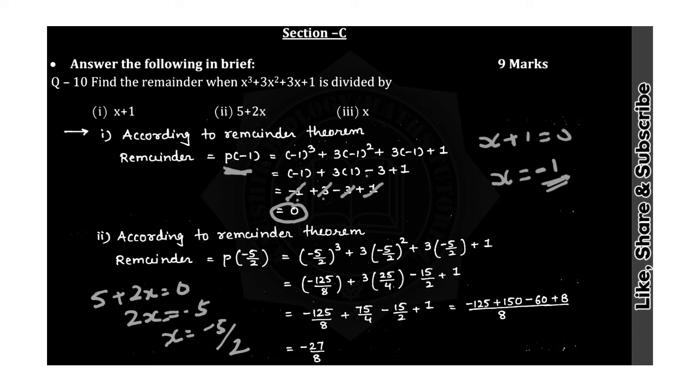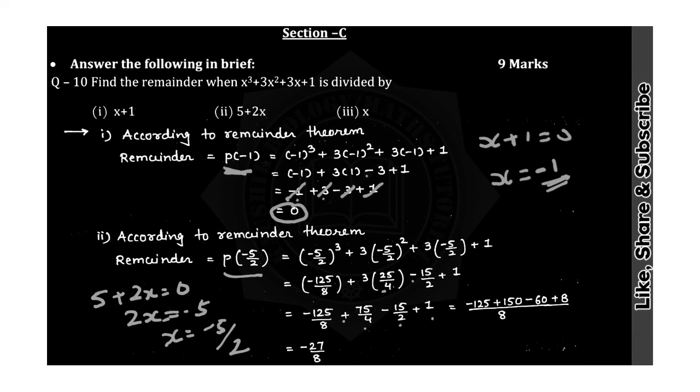Therefore the remainder is equal to p of minus 5 by 2. That will be (minus 5 by 2) raised to the power 3 plus 3 into (minus 5 by 2) raised to the power 2 plus 3 into minus 5 by 2 plus 1. Now the cube of minus 5 by 2 is minus 125 by 8. The square of minus 5 by 2 is 25 by 4. And 3 into minus 5 is minus 15 by 2, plus 1. So simplifying, it is minus 125 by 8 plus 75 by 4 minus 15 by 2 plus 1.